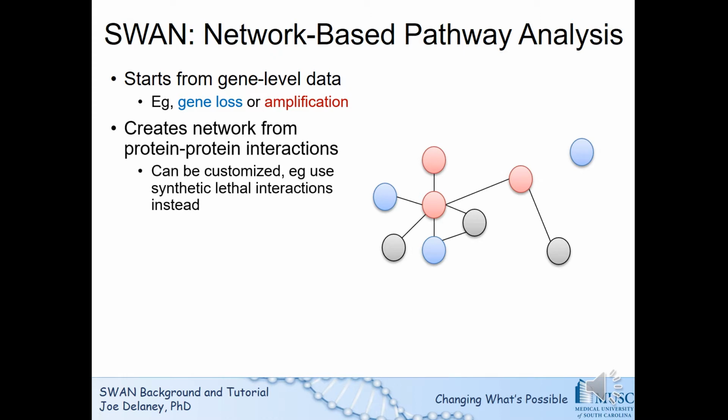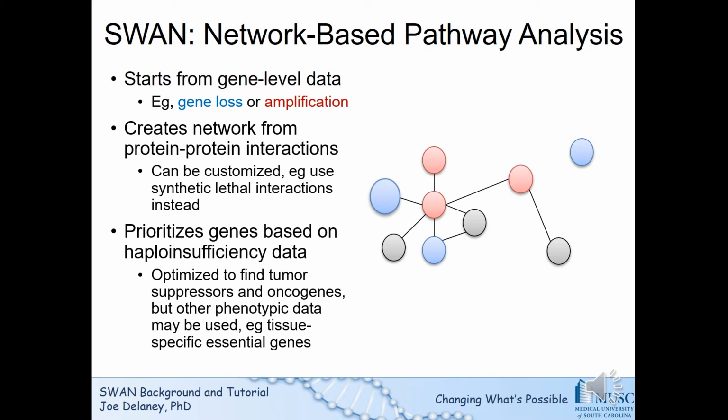Networks are then drawn from some type of identifier. By default, this is protein-protein interactions from BioGrid. Networks are then further scored through phenotypes. The default is haploinsufficiency data, but users may upload whichever phenotype they prefer.